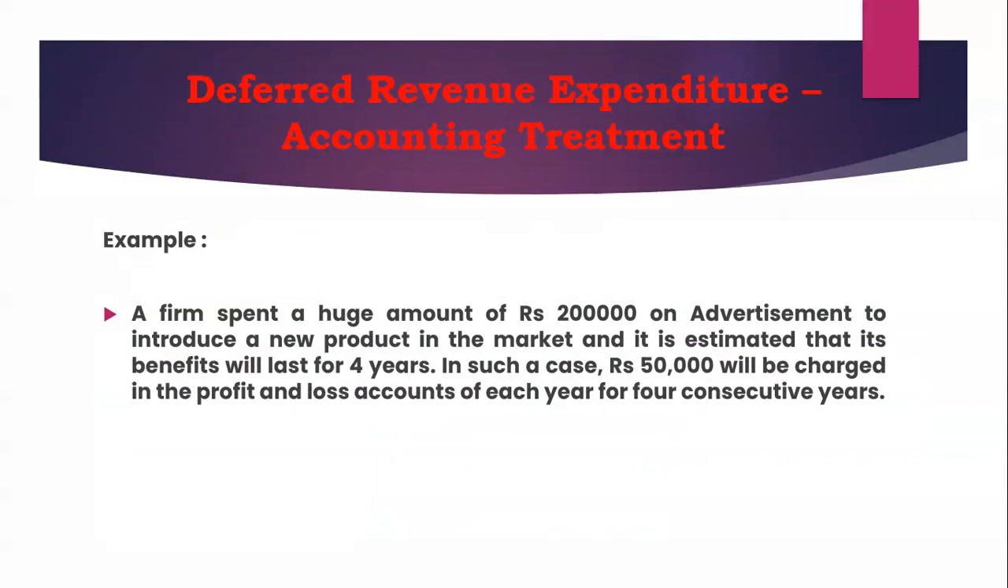We have to estimate. That depends on the firm to firm, industry to industry, accounting standards to accounting standards and different countries. So the estimation has to be done by the firm itself. So, for example, the estimate is that the benefit will last for 4 years. In such a case, out of 2 lakhs, 50,000 will be charged to the profit and loss account. The remaining balance, show it in the balance sheet under the asset side.